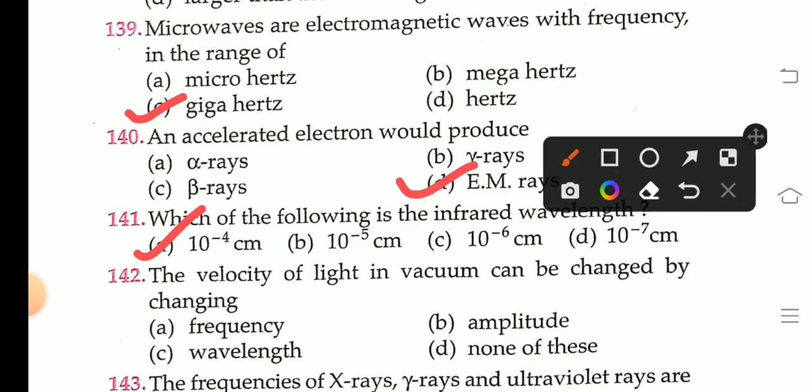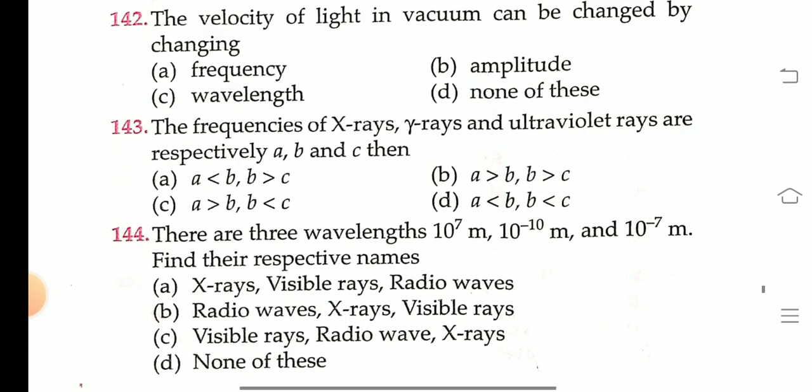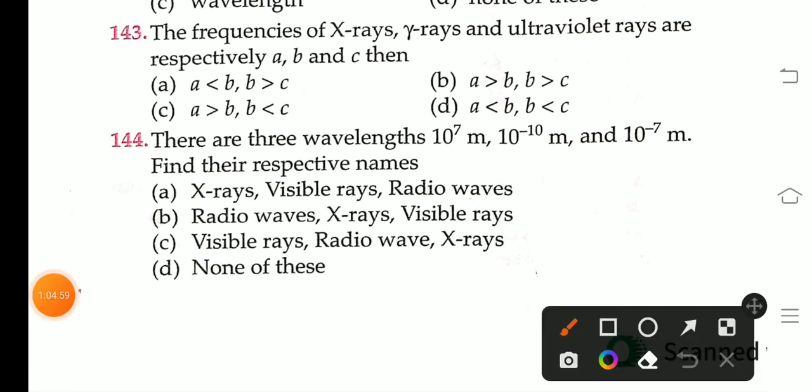Next, the velocity of light in vacuum can be changed by changing right answer option D, none of these. Next, the frequencies of X-rays, gamma rays, and ultraviolet rays are respectively A, B, and C. Then right answer option A, A less than B, B greater than C.